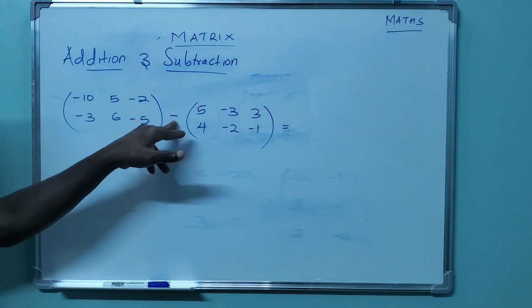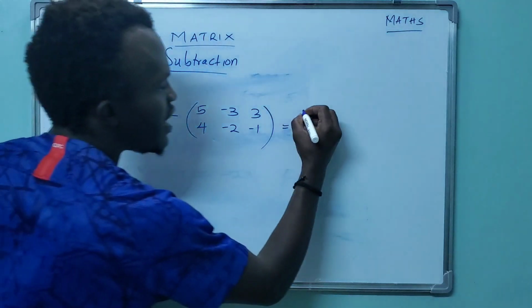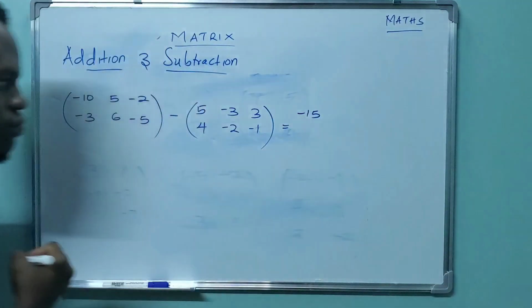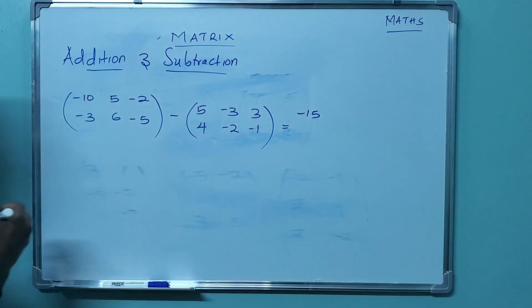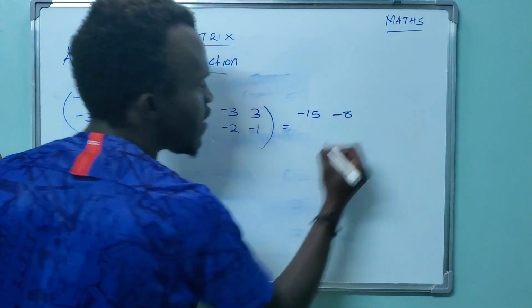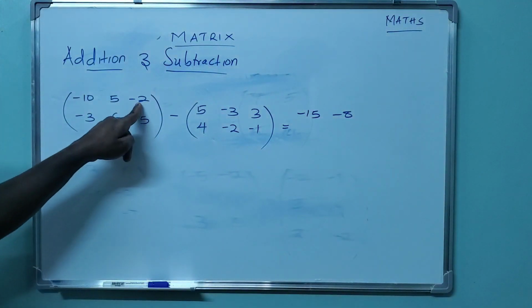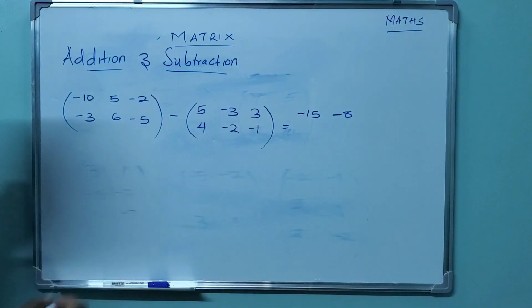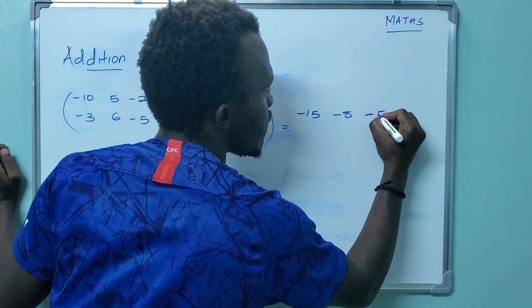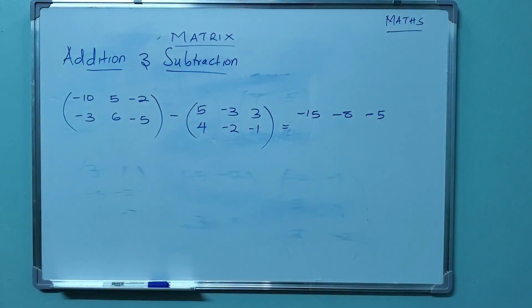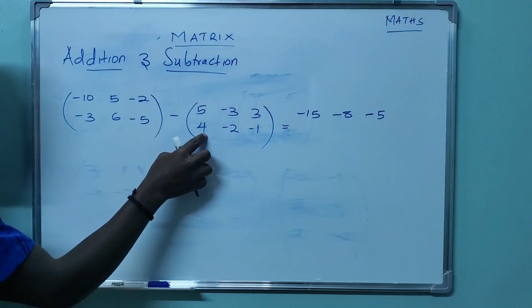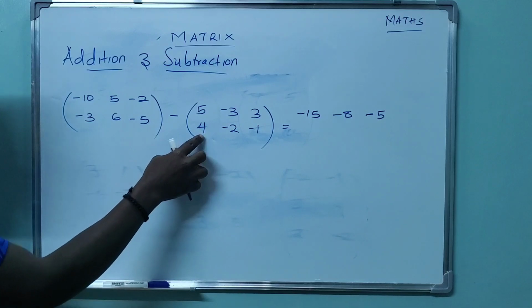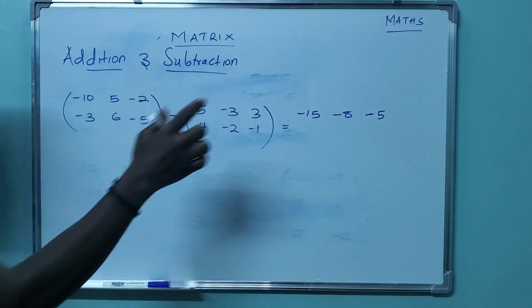Negative 10, subtract 5, I'm going to have negative 15 there. Then 5, subtract negative 3, I'm going to have negative 8 right there. Then negative 2 minus 3, I'm going to have negative 5 there. And I'm done with the upper row. Then I go to the lower row. Negative 3, subtract 4, just a minute.